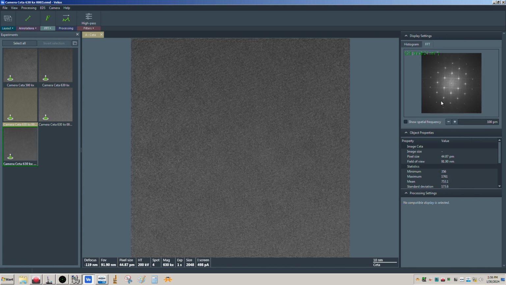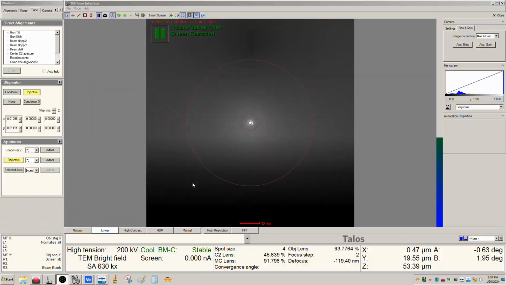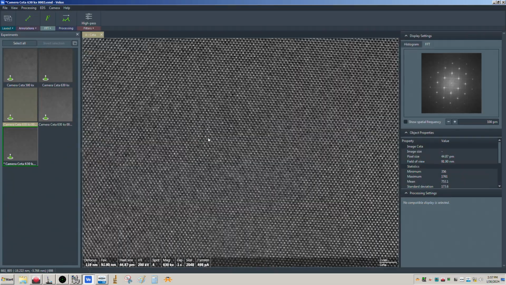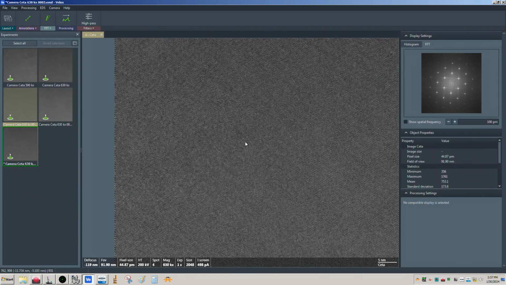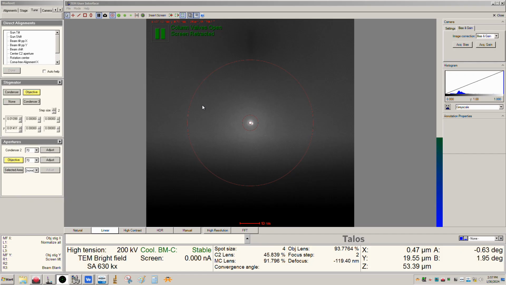Yeah, so we're seeing those higher order spots better now. Okay, so what you'll notice here, though, is my silicon lattice still looks pristine. I'm not seeing any sort of damage here. And again, I've got about 1.3 nanoamps of current, I should say.